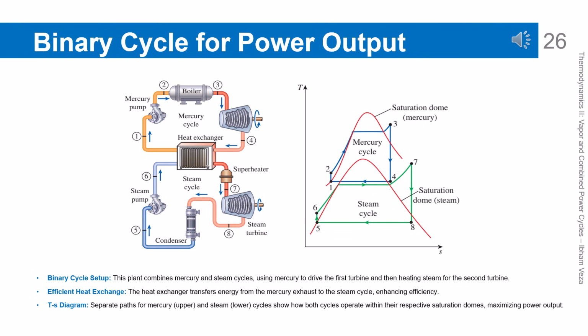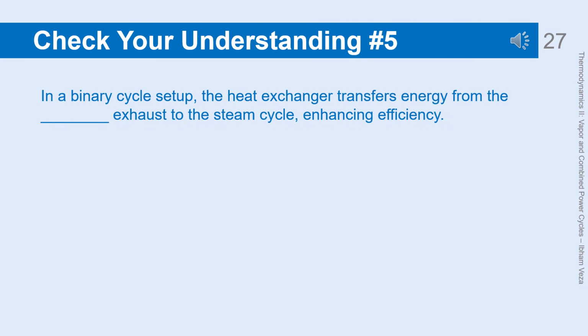Binary cycle for enhanced power output. In this binary cycle, the first working fluid is used to produce work in the first turbine. The remaining heat from this cycle is then used to drive the second cycle. In this way, energy is extracted in two stages. The TS diagram shows two different saturation domes for each fluid. The final result is higher power output from the same heat source. In a binary cycle setup, the heat exchanger transfers energy from the mercury exhaust to the steam cycle, enhancing efficiency.